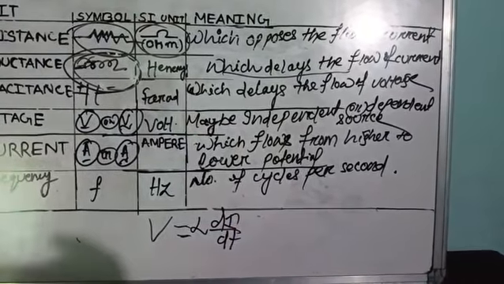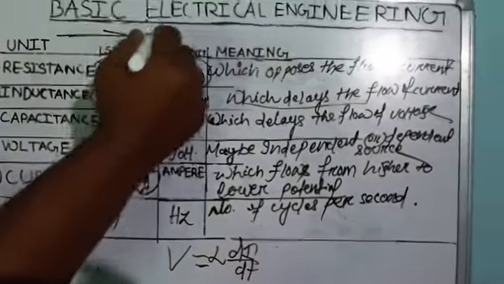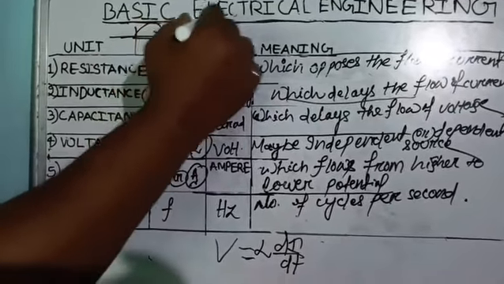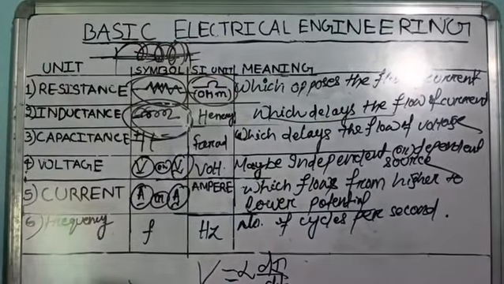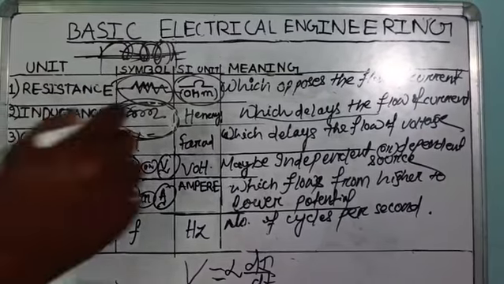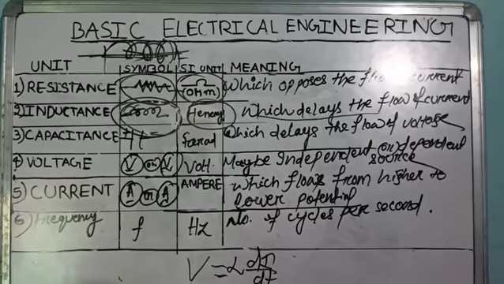That means it is a round shape structure, so the current does not flow directly from one point to another, rather it is moving like this. It delays the flow of current. Next the term comes, and its unit is Henry. Next the term comes capacitance.